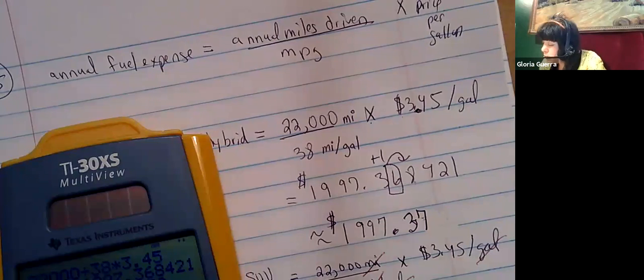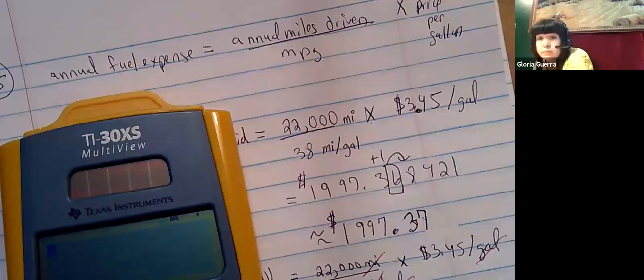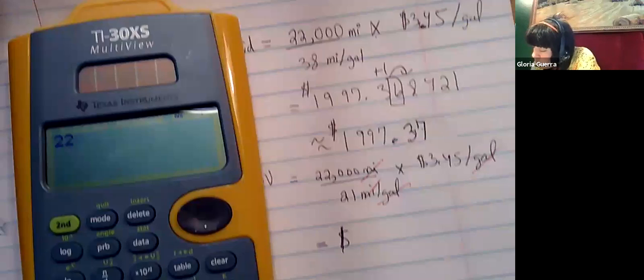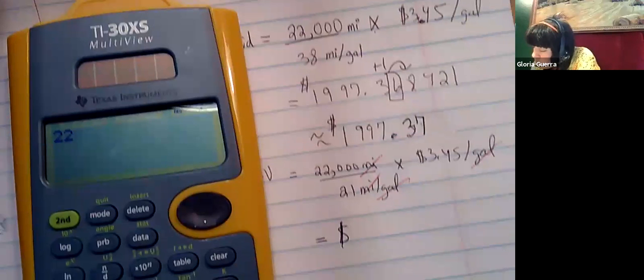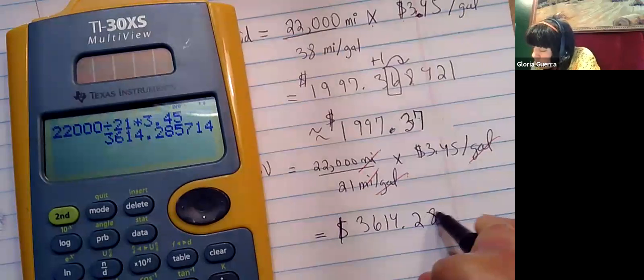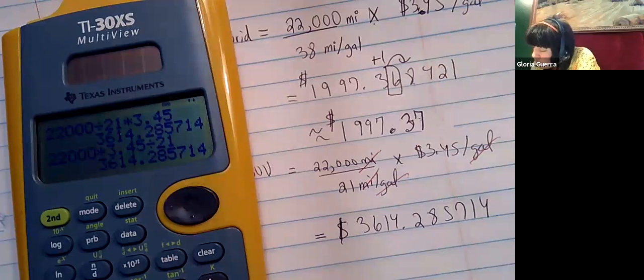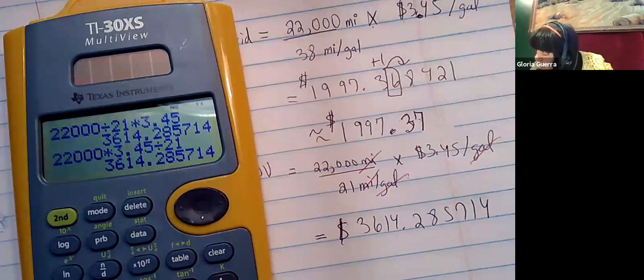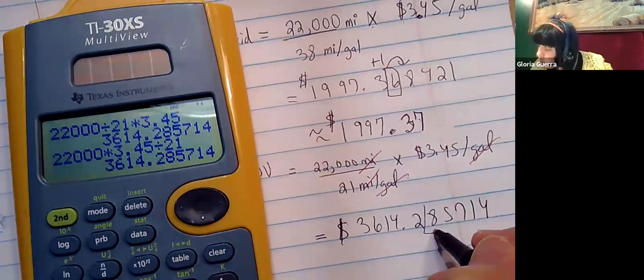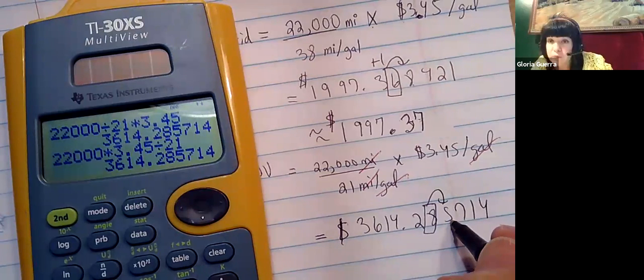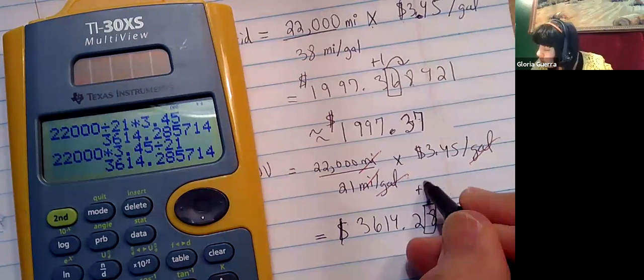So we have 20,000 divided by 21 times 3.45. Okay, so let me go the other way: 22,000 times 3.45 divided by 21. See, we get the same thing. I'm kind of just checking my work there. And then if I round it to the nearest cent, is this neighbor 5 or more? Yeah, so I'll add 1. So it looks like it's 29 cents.